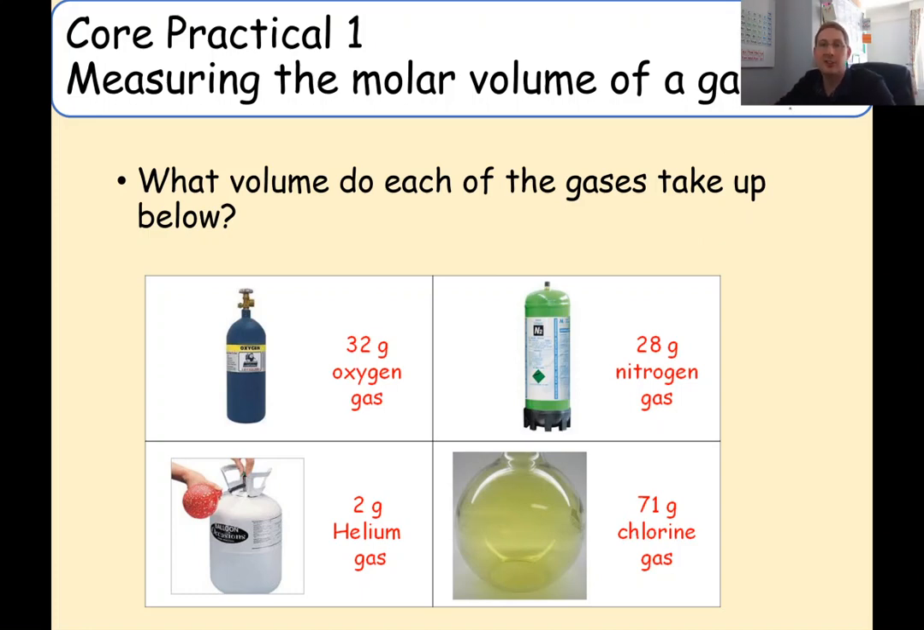We looked at core practical 1, where you had to measure the molar volume of a gas and confirm for yourself that 24 decimeters cubed. Reminding you again, 32 grams of oxygen gas, 32 divided by the formula mass of O2, which is 32, gives you 1 mole. So that is 24 decimeters cubed. Nitrogen gas, ditto: 1 mole, 24 decimeters cubed. 71 grams of chlorine gas is the same, but helium is only half a mole, so that would be 12 decimeters cubed. So that's the odd one out.